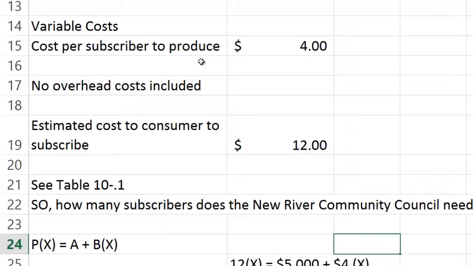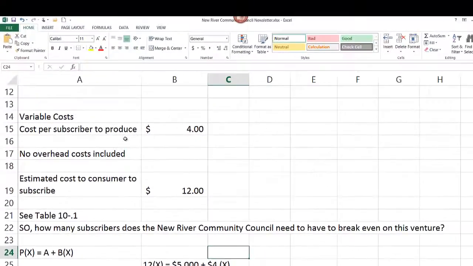Okay. Now, moving on. No overhead costs, which is a little unrealistic, but whatever. That could have been included in the variable cost calculation. So the estimated cost to consumer to subscribe. In the first part, they say, all right, well, how much should we charge for this? Because that's the key business decision here. If we create a newsletter, we don't want to lose money on it. We want it to be useful. So how many subscriptions can we actually sell?